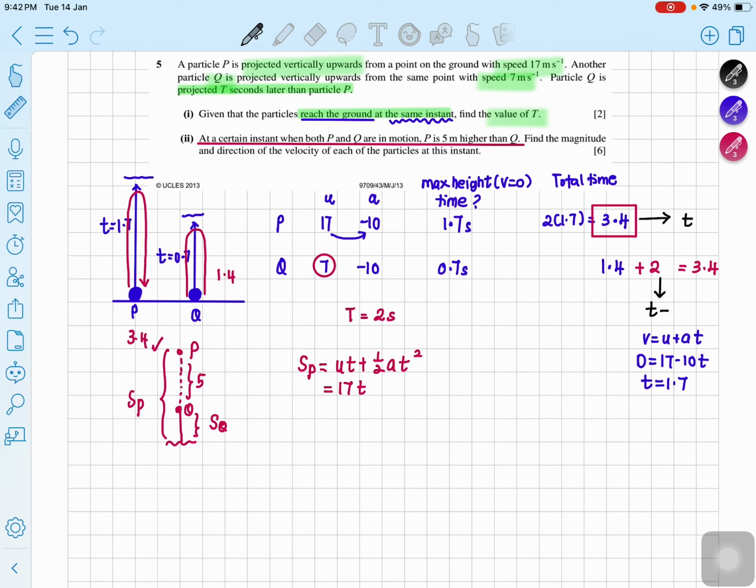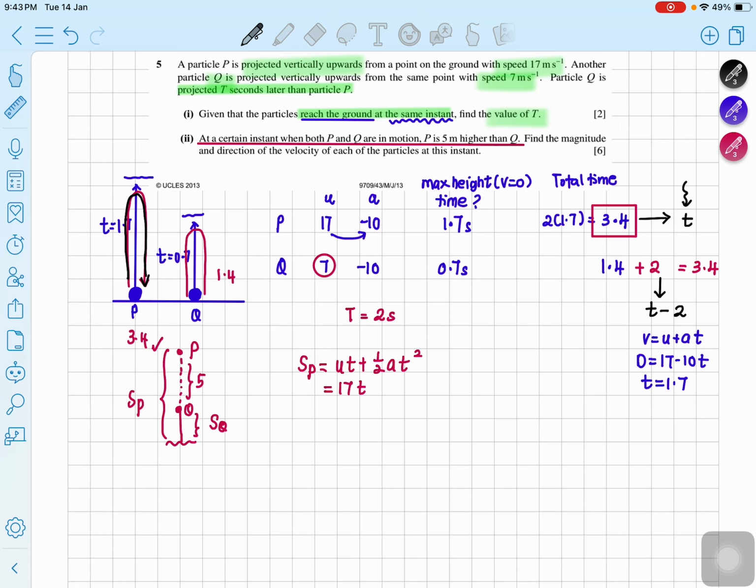It's supposed to be t minus 2. Okay, how do you consider this t value here? Maybe you can see it as how long the particle P has been in the air. It means it is moving in the air, going up and coming down. For how long? That time I'm going to regard as t. Or you can say the 3.4 is exactly the t.